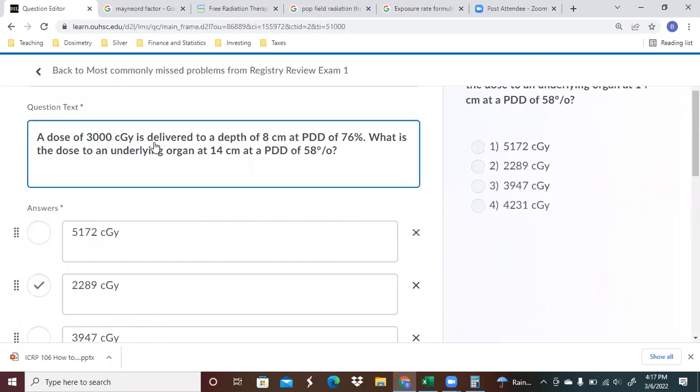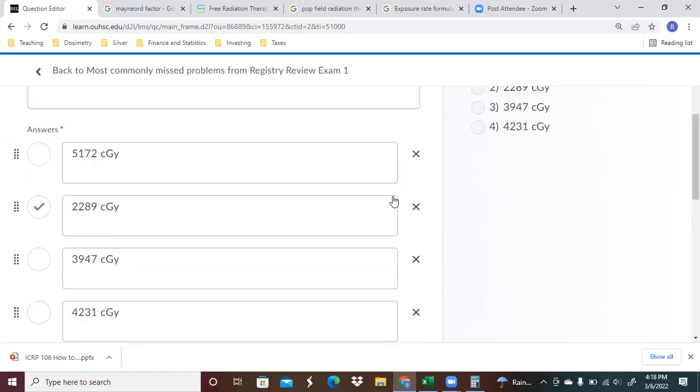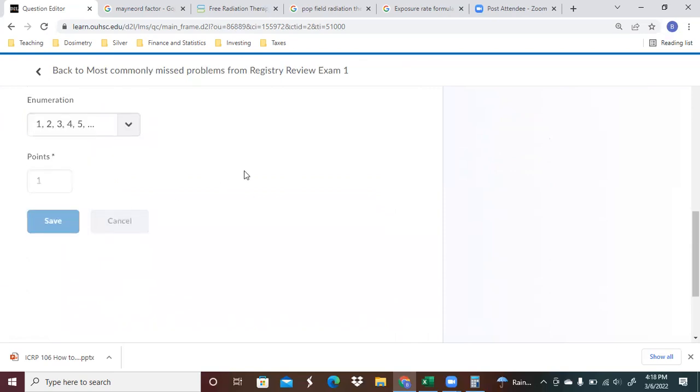So a dose of 3000 centigray is delivered to a depth of 8 cm at a PDD of 76%. What is the dose to an underlying organ at 14 cm at a PDD of 58%? So I want you to follow my lead on this one. First of all, I think this looks a little funky there. I don't like the way that looks. So let's type that in. Okay. Save that.